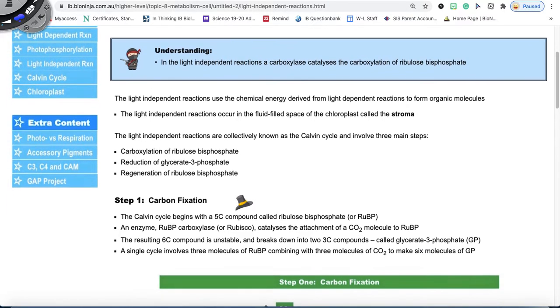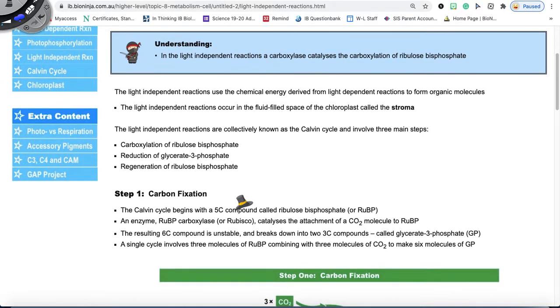All right, so here's the basic understanding. In the light-independent reactions, a carboxylase catalyzes the carboxylation of ribulose bisphosphate. This carboxylase is an enzyme, and this enzyme has a name: we're going to call it Rubisco. It's got a bigger name than this, but we can call it Rubisco, and you learned this back in topic 2.9.